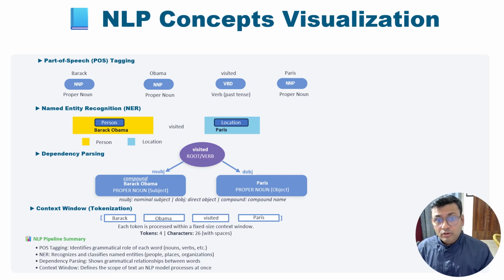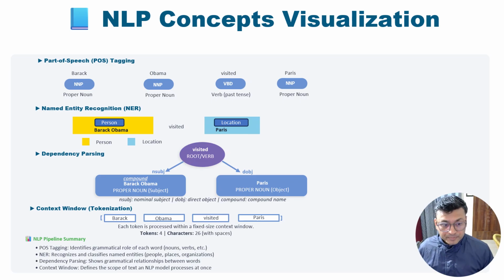So this is NLP in a concept visualization. Basically, the first is part of speech. Every sentence is broken down into pieces, and each is tagged as a pronoun, noun, verb, adjective, and so on. So it is a grammatical sequence in NLP. NER, we talked about it: Barack Obama is a person, Paris is a location. So we got two things from NER: the person and the place.